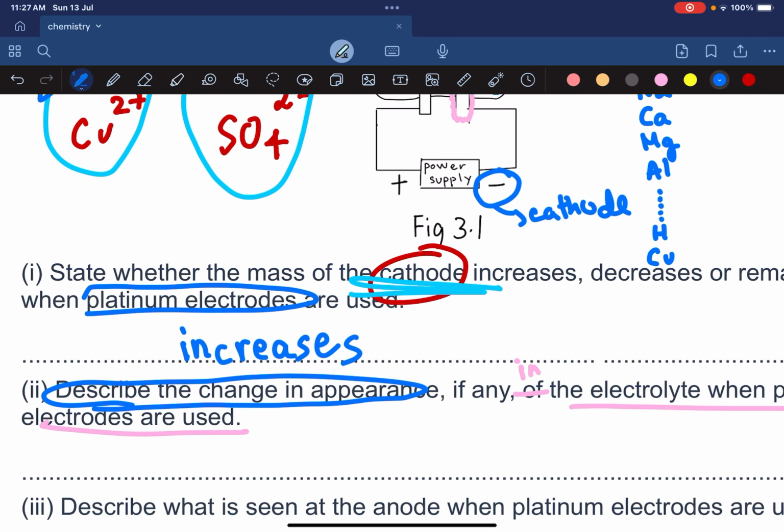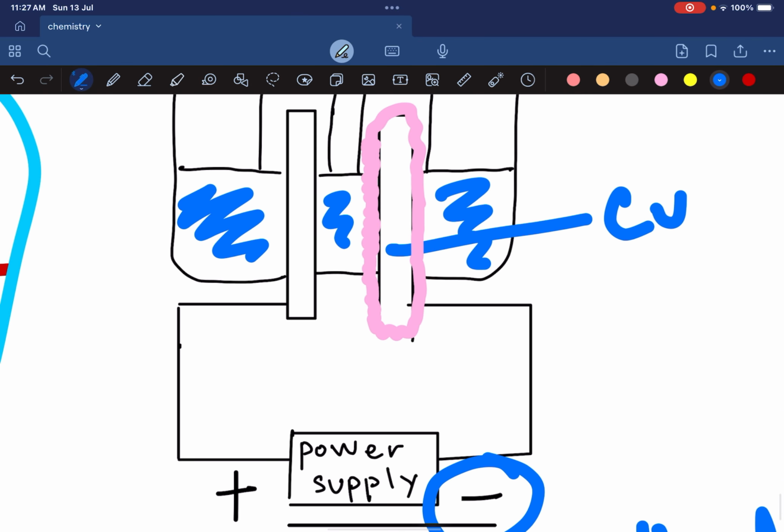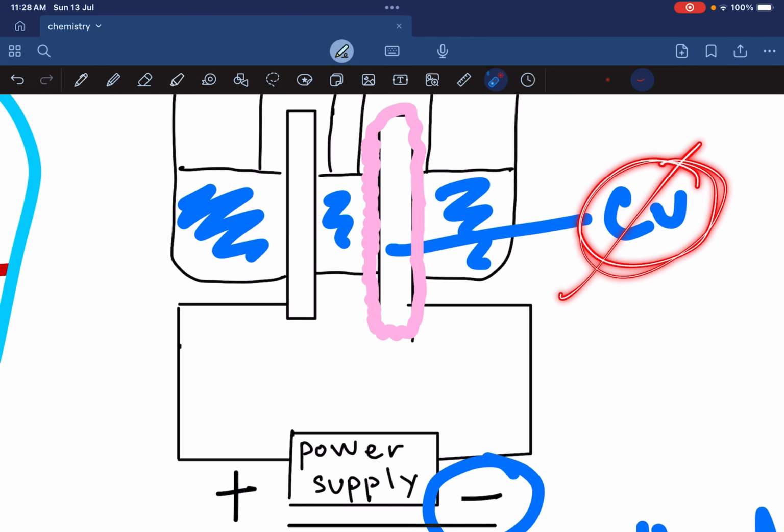There's definitely going to be a change, because your copper is coming out of the solution and is being deposited on this cathode. Your Cu2+ ions from the solution are being deposited on your cathode. That means the Cu2+ ions are being reduced in the solution; their quantity is being reduced because they're being deposited on the cathode. So the color is going to fade away, because the color was because of copper, and when copper is lost from the solution, the color fades away.